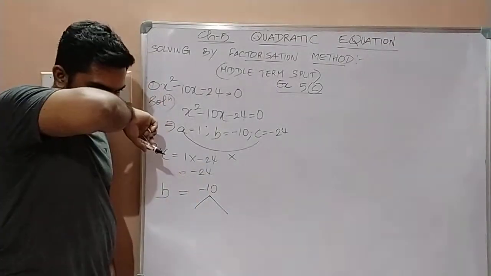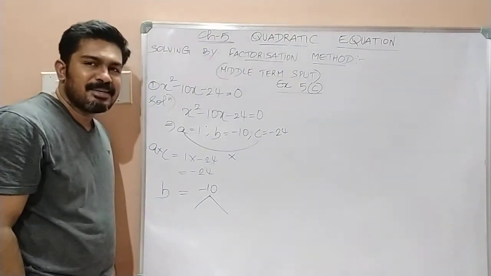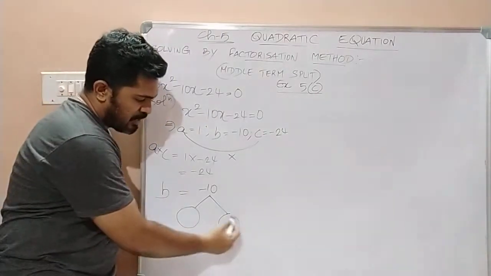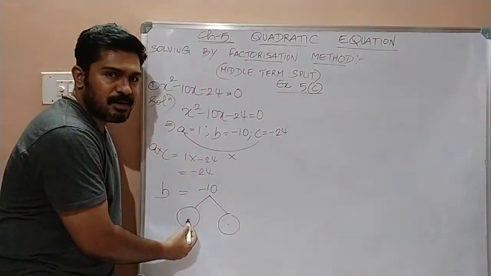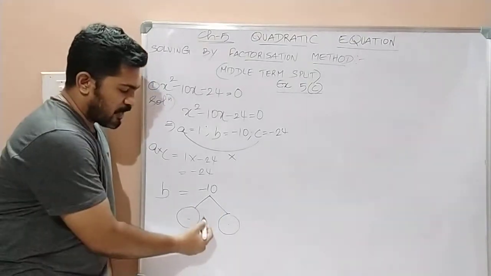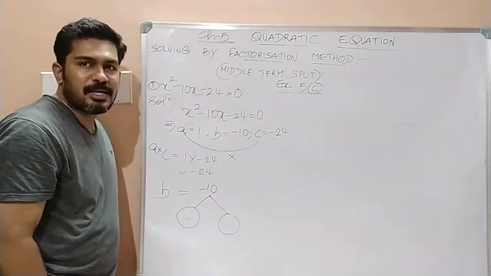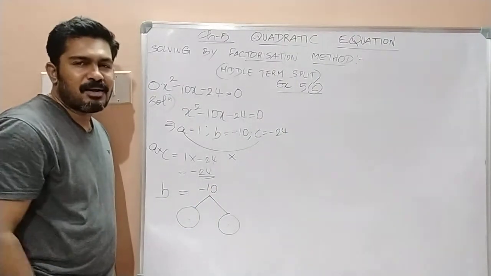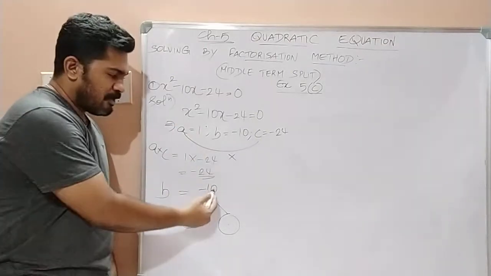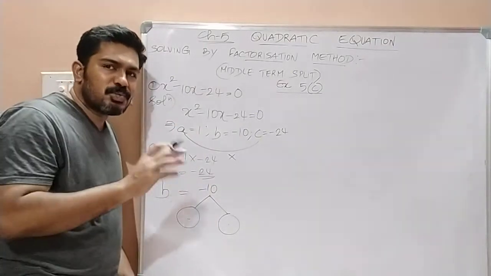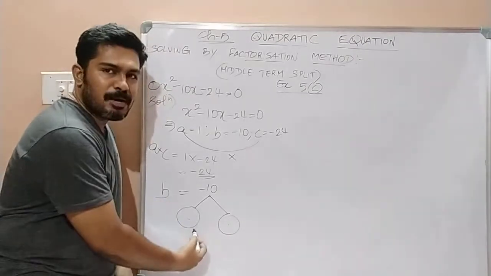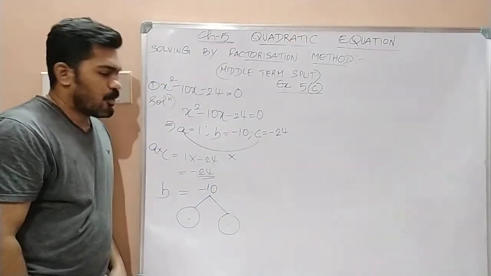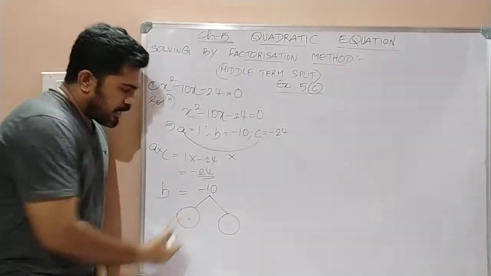And then we used to divide that minus 10 into two parts in such a way that when you add those two numbers, whatever the numbers are, that is equal to minus 10. And if you find the product of these two numbers, that should be equal to the value of a into c, that is minus 24. Now children, just think and tell me, you can divide this minus 10 into which two numbers so that the sum of those two numbers is equal to minus 10 and the product is equal to minus 24?